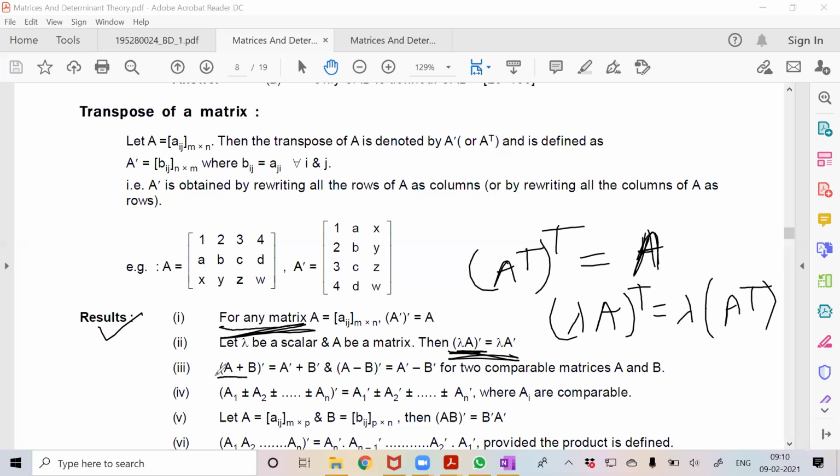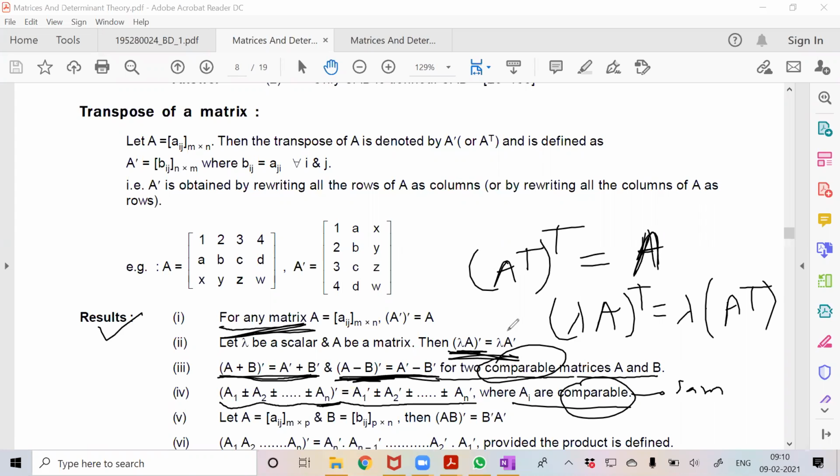Now again, A plus B whole transpose is the same as A transpose plus B transpose. A minus B whole transpose is the same as A transpose minus B transpose, for two compatible matrices A and B. Similarly, you can generalize this: A1 plus minus A2 plus minus A3 plus minus up to AN, whole transpose, is the same as A1 transpose plus minus A2 transpose and so on, plus minus AN transpose, where the Ai are compatible. Compatible means they have the same order. You can add two matrices only if they have the same order.